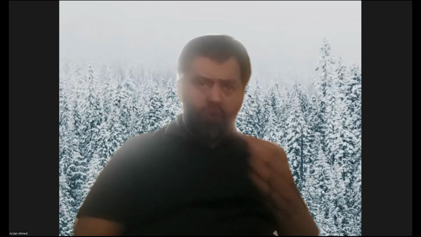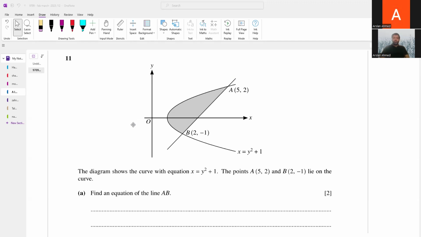In today's video, we are going to cover some integration topics. For the purpose of discussion, I have taken the AS Math 9709 February-March 2023 paper. In this question, we have been asked about a curve whose equation is x equals y squared plus 1, and there are 2 points, (5, 2) and (2, -1), that lie on the curve.